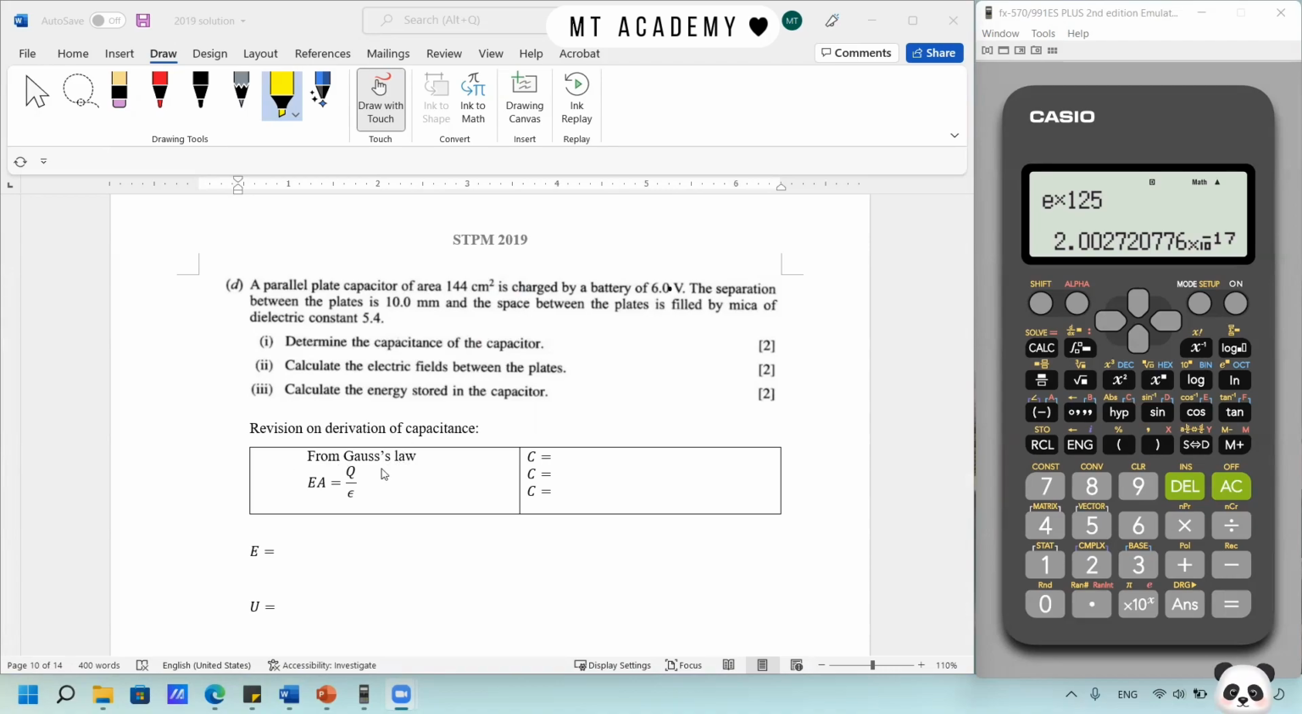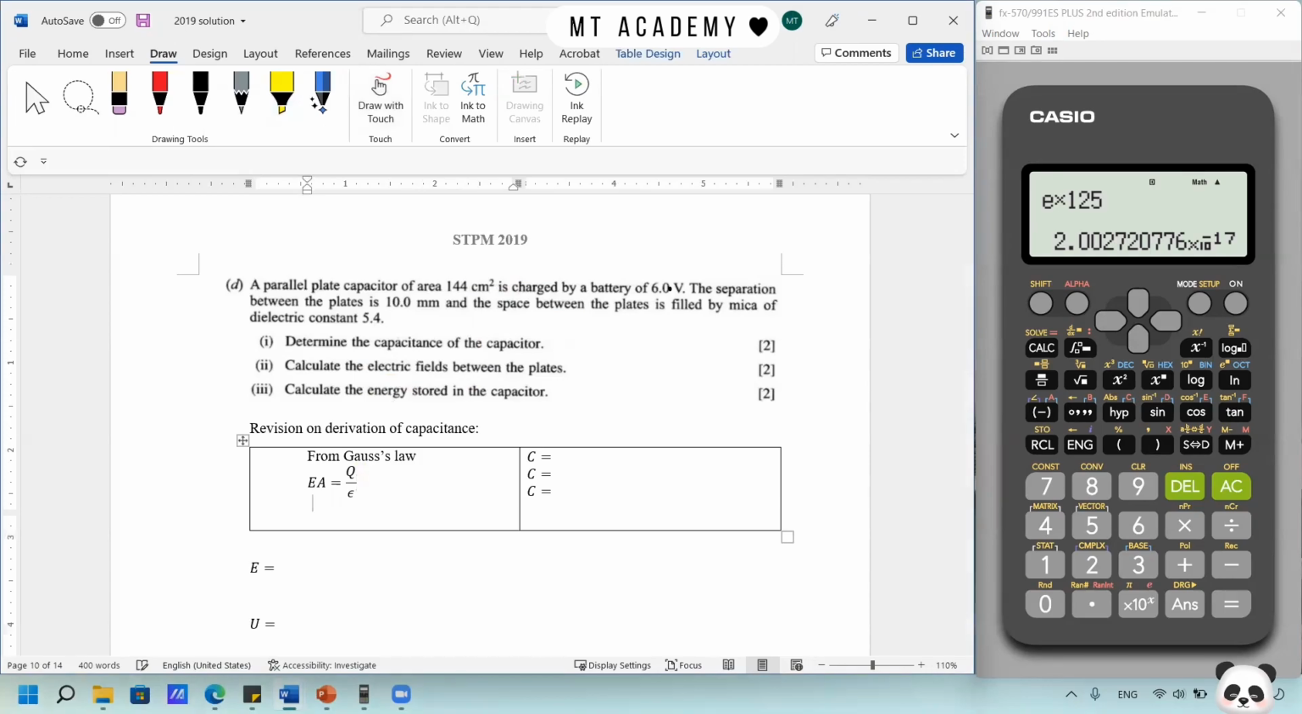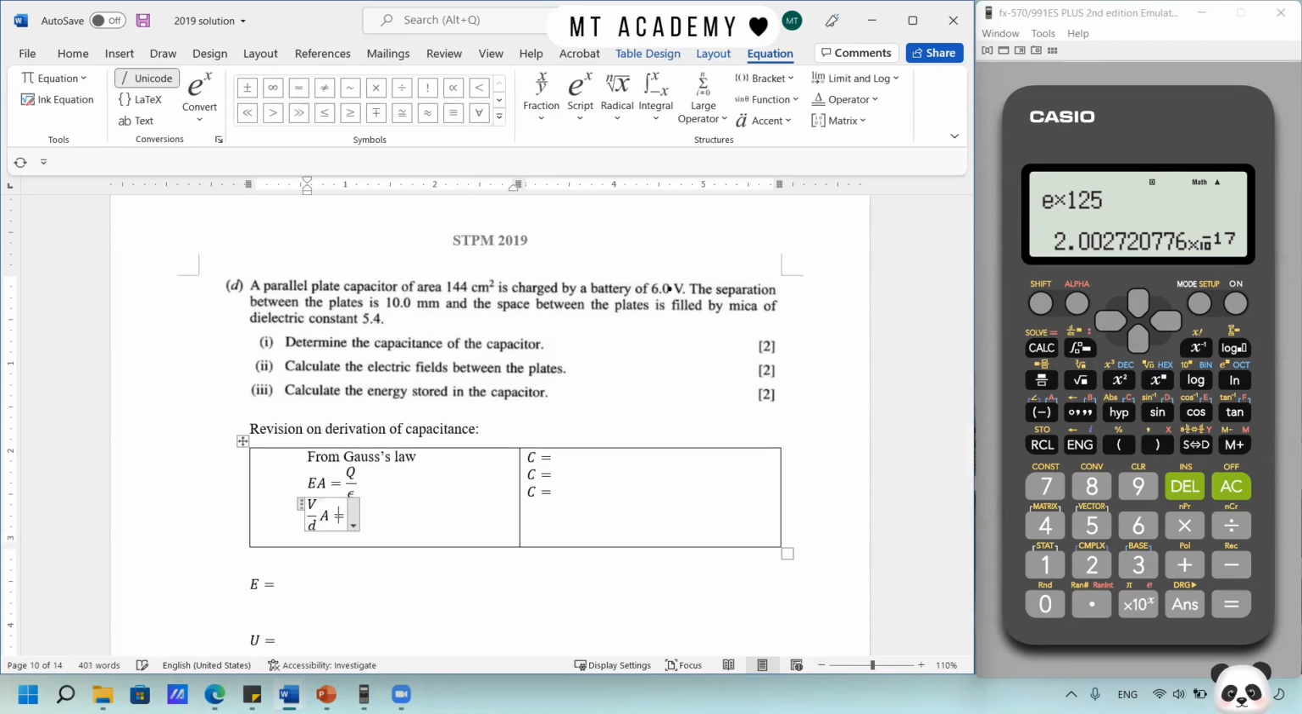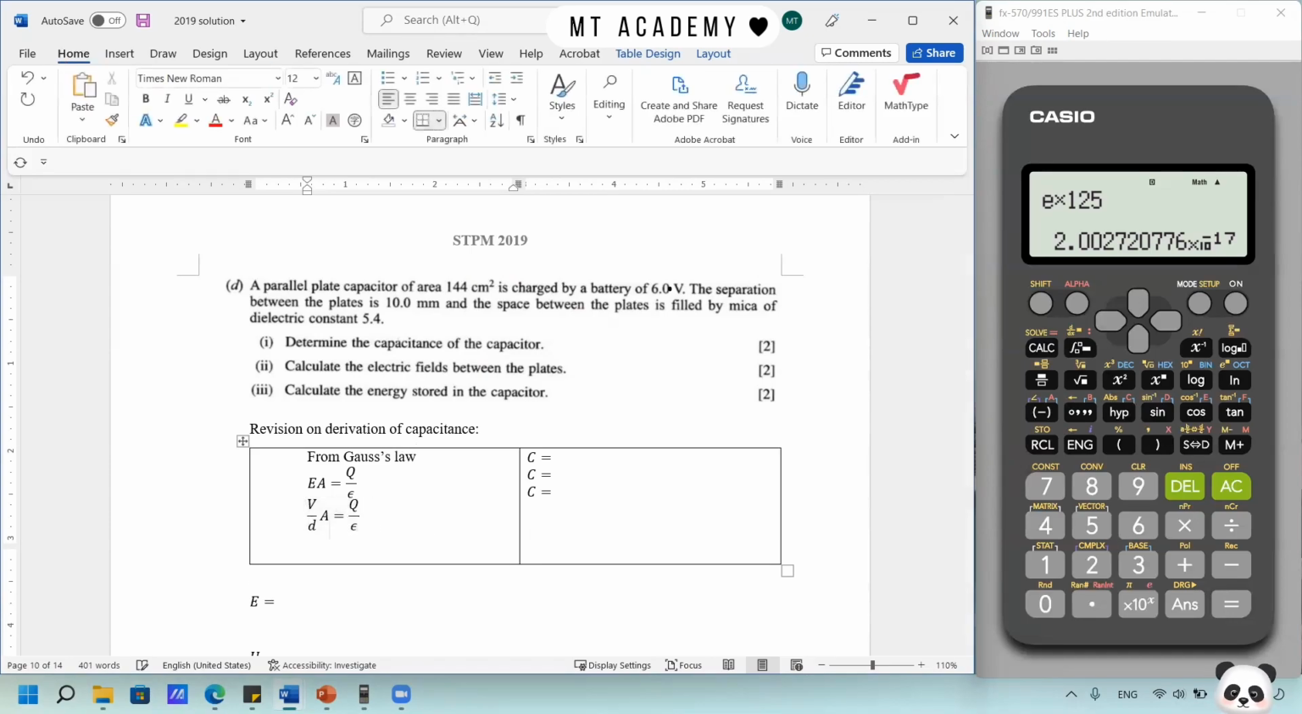It starts with Gauss's law: EA equals Q over the permittivity. So let us do a revision of the derivation. E is equal to V over d, equal to Q over epsilon. We need to get the capacitance, which is known as the ratio of Q over V. So we rearrange the equations, and we can have Q over V, which is the capacitance.